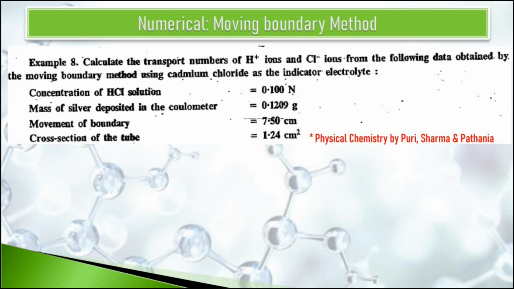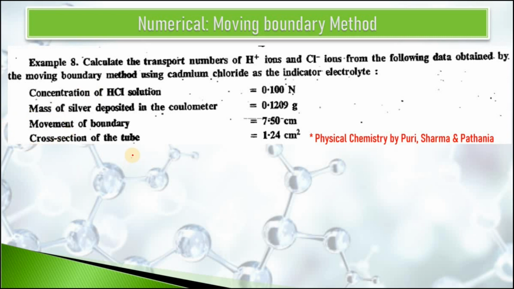Concentration of HCl solution is 0.100 N, that is normality. Mass of silver deposited in the coulometer is 0.1209 grams. Movement of boundary is equal to 7.50 centimeter. Cross section of the tube is 1.24 centimeter square. So now our purpose is to solve this numerical to get a better understanding of the moving boundary method.